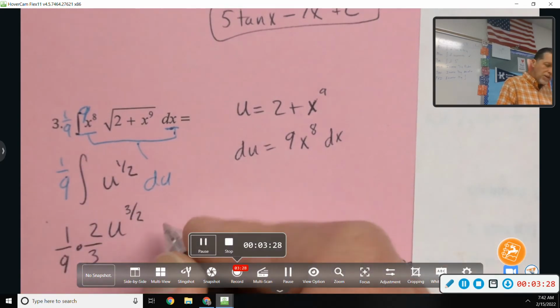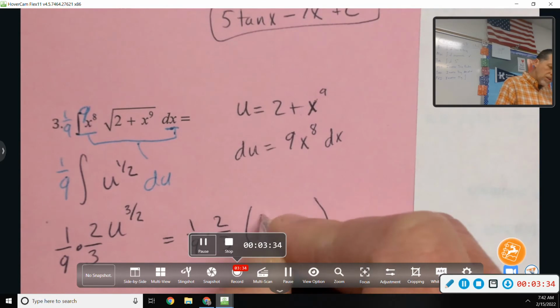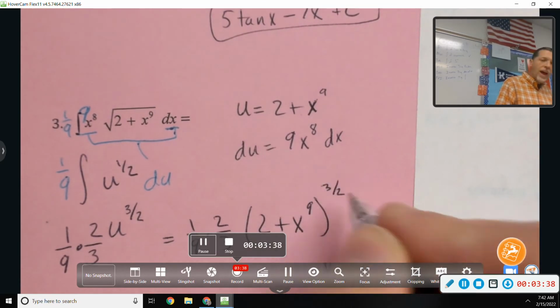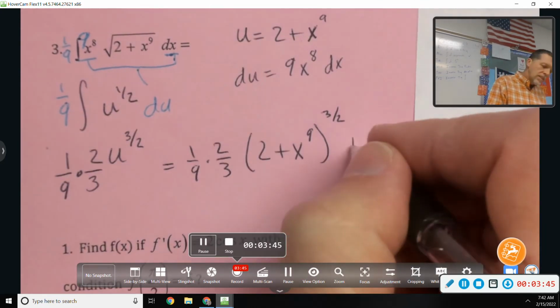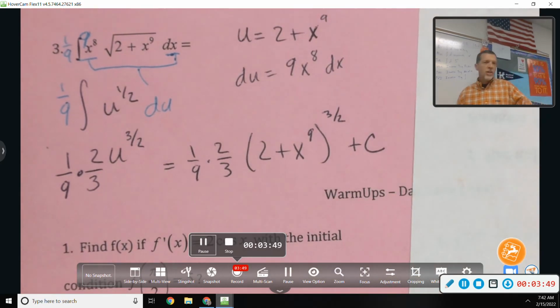Combine them if you want to, but don't have to. So 1/9 times 2/3 times 2 plus x to the 9th to the 3/2. And if I stop there, I'm not done. Plus c. Questions on any of those 3?